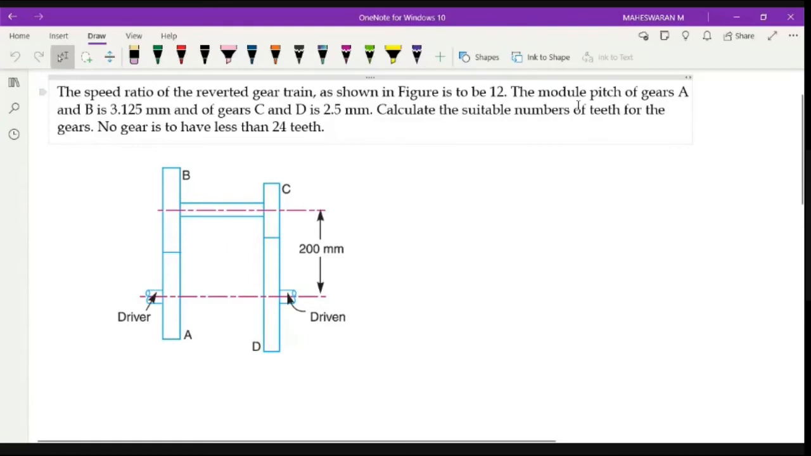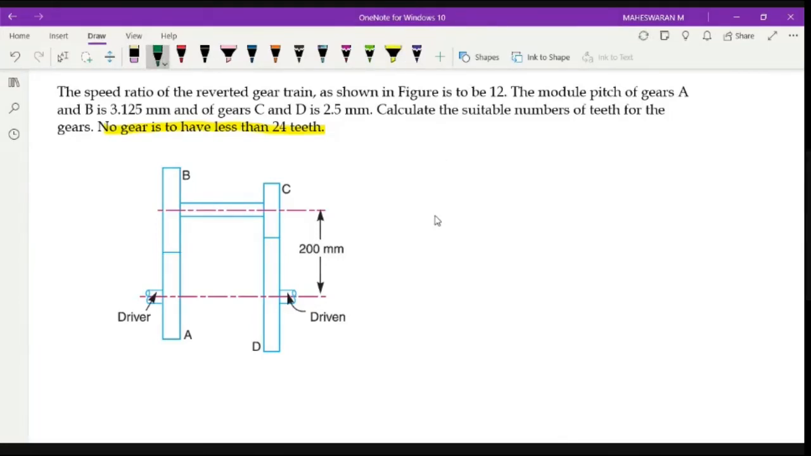So the module of gears A and B is 3.125 and of gears C and D is 2.5, right? Modules are given. Calculate the suitable number of teeth for the gears. One condition is that no gear should have fewer than 24 teeth. So nothing should be below 24. So that is the condition, right? Okay, let me consider here.